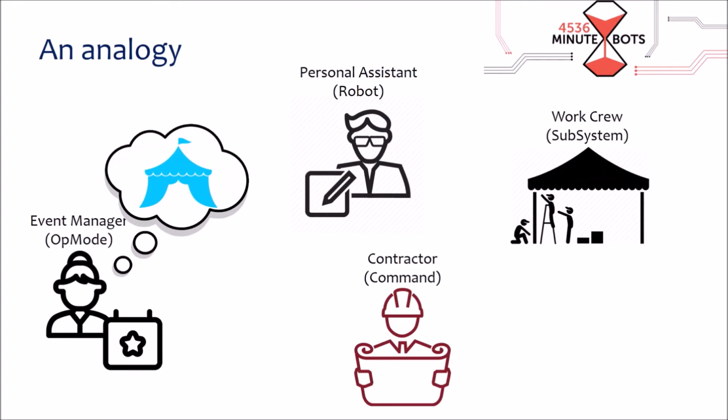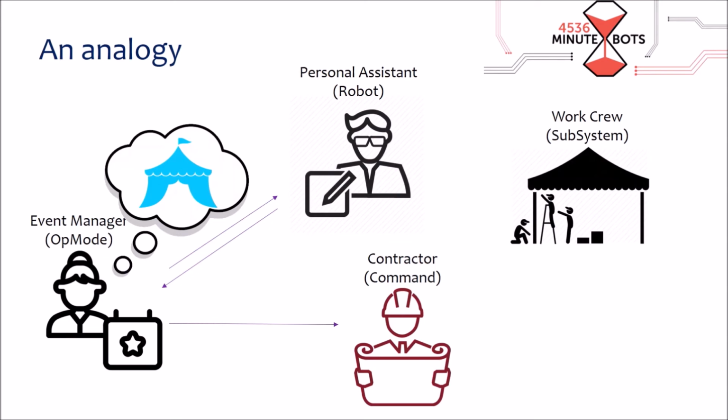So in order to accomplish this, the event manager is going to reach out to their personal assistant, the robot, and say, I need the contact information for the tent contractor. The personal assistant or the robot, who has all this information and knows how to get a hold of the tent contractor, will tell the event manager how to do it. Then the event manager reaches out to the tent contractor and says, I want a tent that's 10 feet tall, 16 foot on a side, in the middle of the yard, and it has to be blue. Beyond how the contractor accomplishes that, the event manager doesn't care. It's just handed off the baton to the tent contractor to do it.